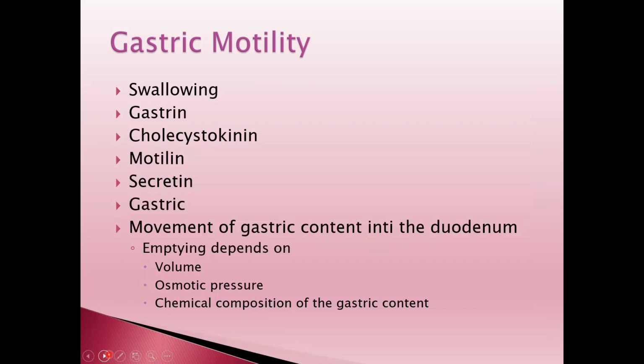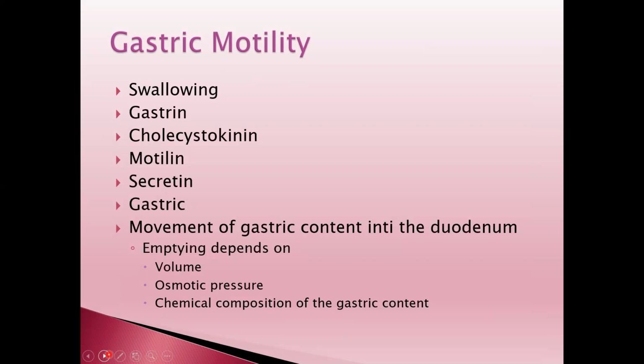In a resting state, there's about 50 milliliters of fluid in the stomach. Swallowing causes the fundus to relax and receive a bolus of food or chyme from the esophagus. Now, there are 2 hormones called gastrin and cholecystokinin. They're polypeptide hormones that are secreted by the gastric mucosa.